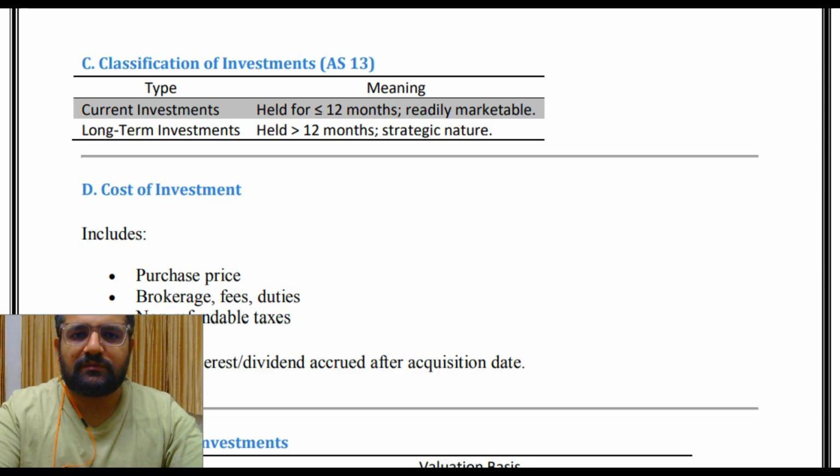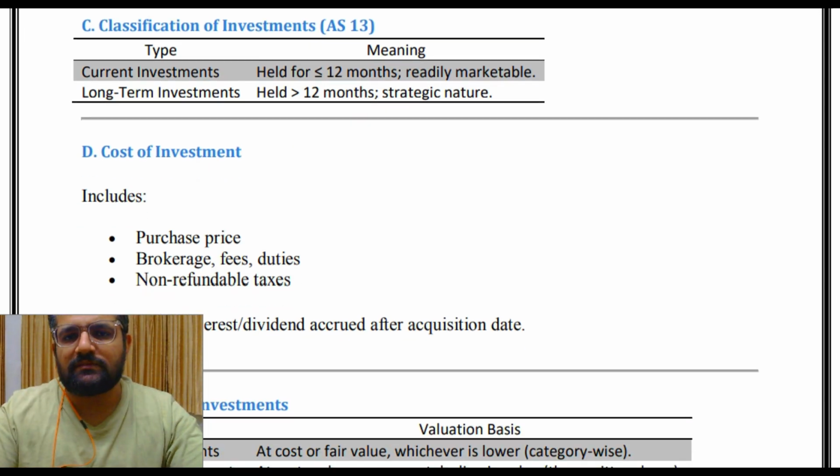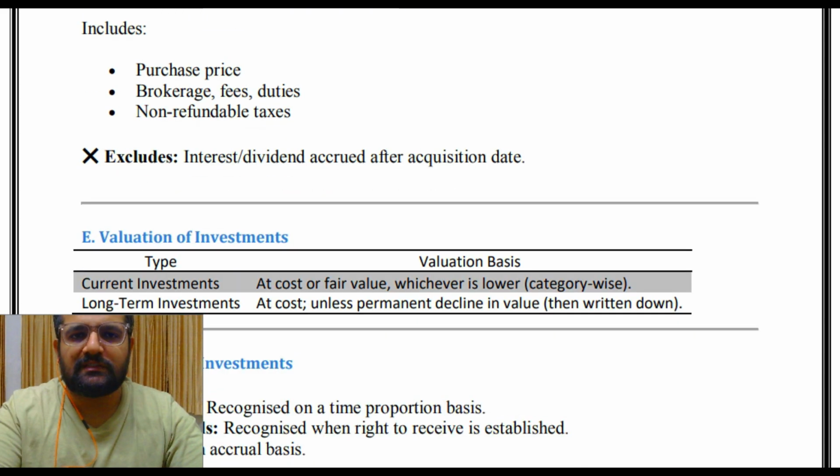Classification of investments, AS 13, accounting standard 13. Type, current investment, meaning is held for less than or equal to 12 months, readily marketable. Long term investment held for more than 12 months, strategic nature. Then cost of investment includes purchase price, brokerage, fees, duties. Then non-refundable taxes, excludes interest, dividend accrued after acquisition date.